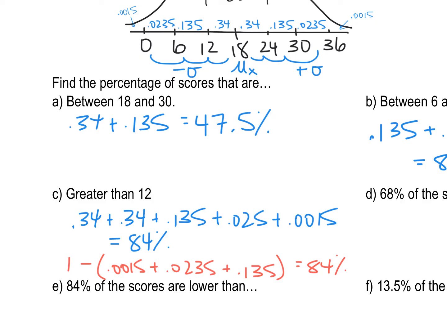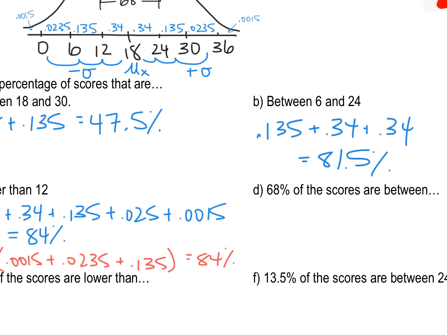You guys, sometimes it's faster to do 100%, or 1 minus this, minus this, minus this. So keep that in mind. You don't always have to add all of these numbers up. You could have subtracted the ones that aren't included. Either way, you get 84%.